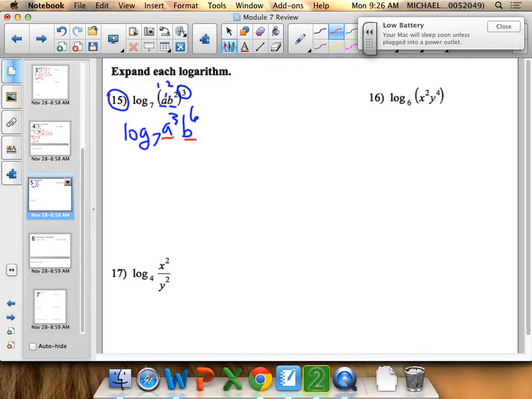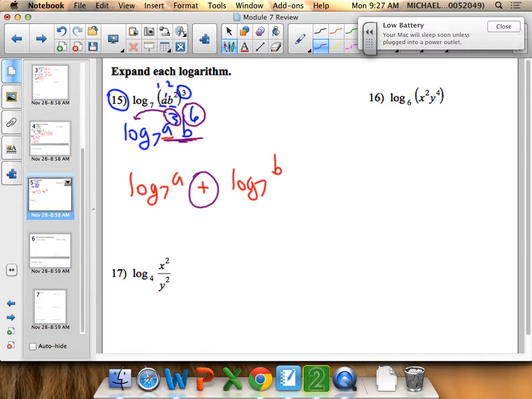Now, the properties state that if A and B are multiplying on each other, then if I expand it out, it's going to turn into addition. So I will have a log base 7 of A plus a log base 7 of B. Remember, they were multiplying each other. It's A times B up here, so it turns into addition when I expand it. And the last thing you have to consider is the power of 3 for this A and the power of 6 for that B. In this case, then, they get moved to the front of the log.